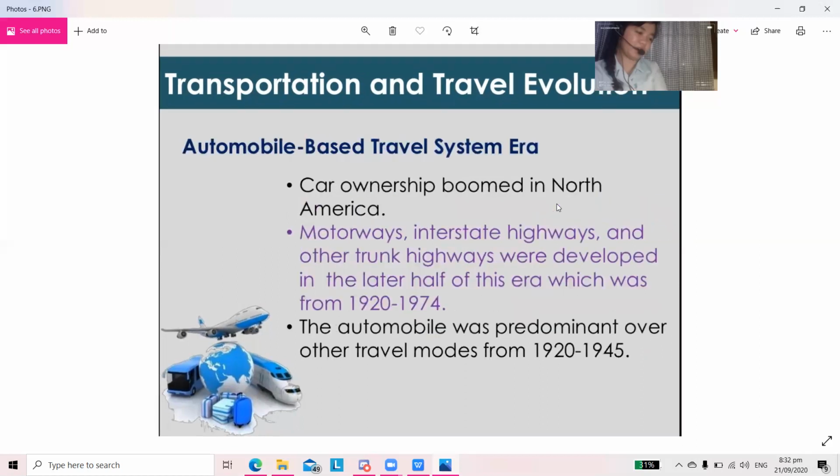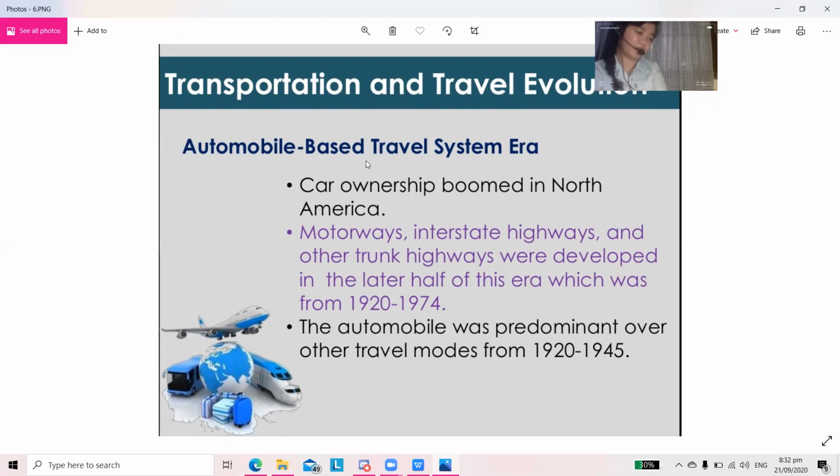Okay, automobile-based travel system era. Car ownership boomed in North America. Motorways, interstate highways, and other trunk highways were developed in the later half of this era, which was from 1920 to 1974. So the automobile was predominant over other travel modes from 1920 to 1945.